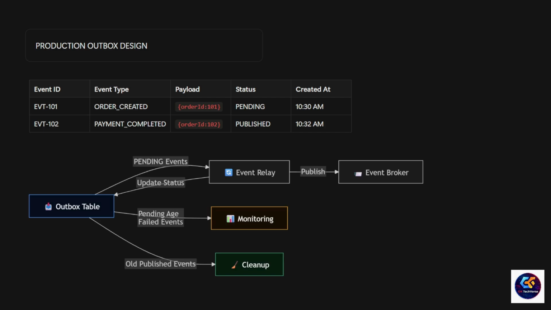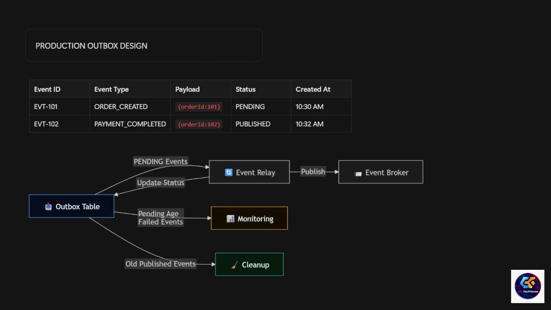When the order service creates an order, it also inserts one row into the outbox table. Initially, the status is pending. The event relay finds this row, publishes the event, and then updates the status to published. This simple status tells the relay which events still need to be delivered.